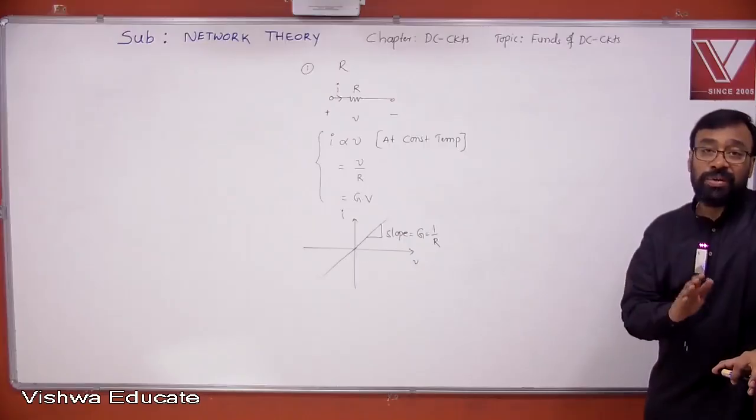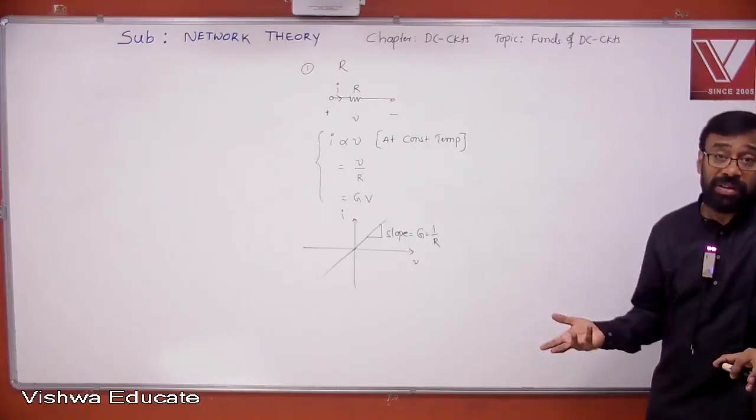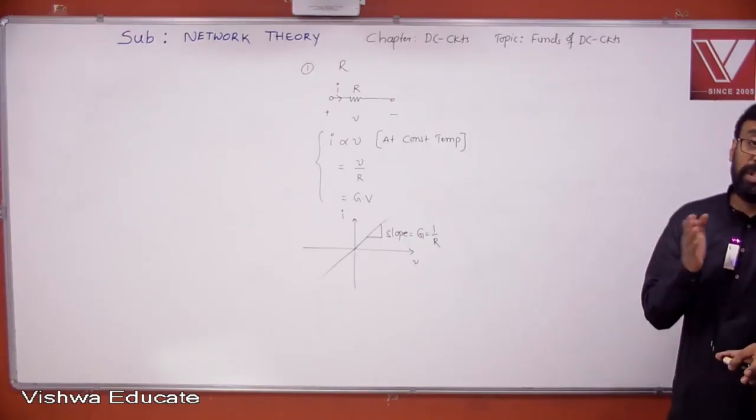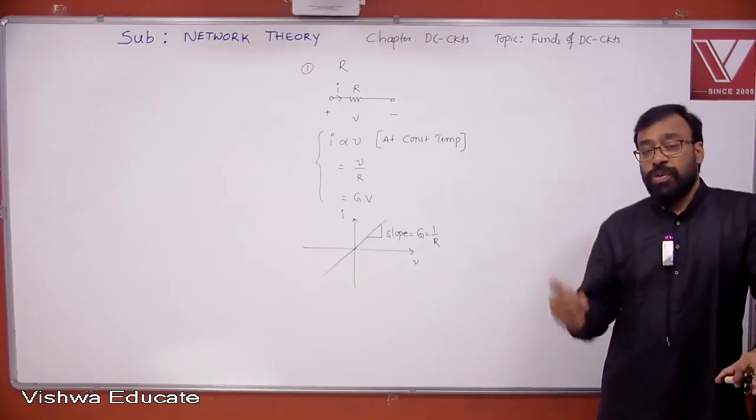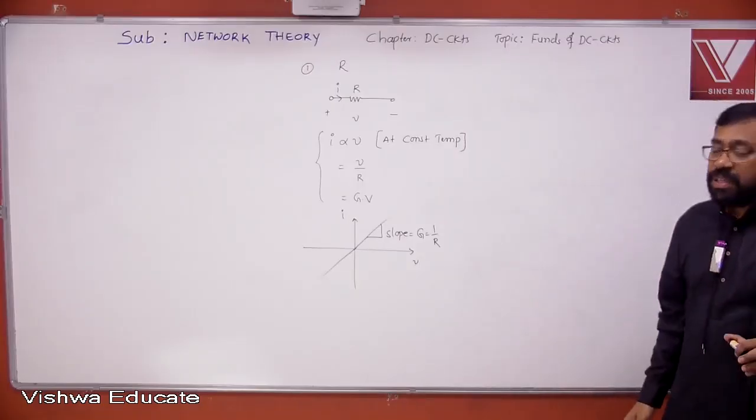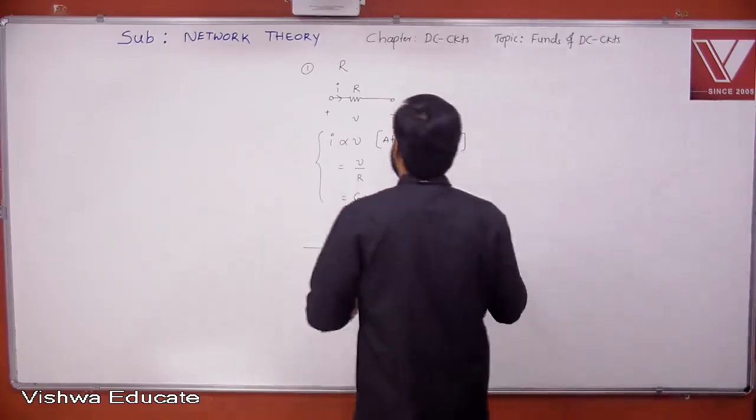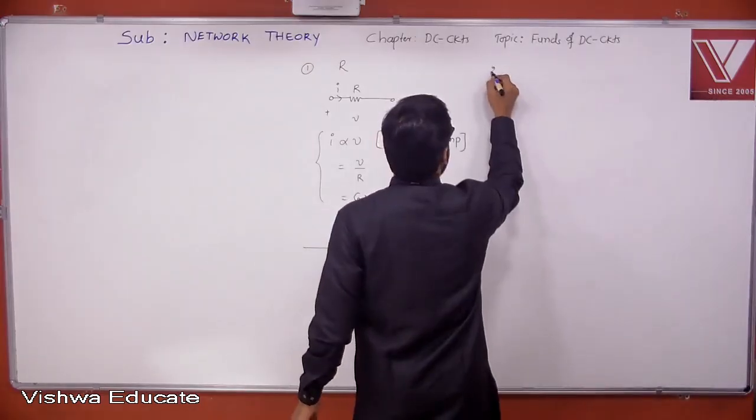He may give you options such as the first quadrant only, first and second quadrant, first and third quadrant, or first and fourth quadrant. You have to choose, obviously, first and third quadrant. So I think all of you understand this. Now the second one is what? Inductor.